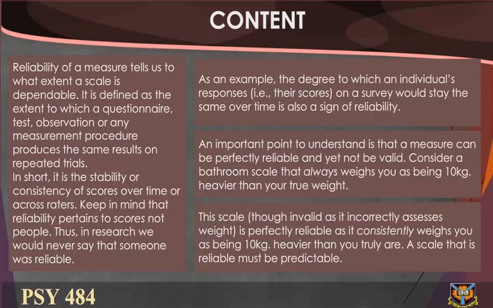An important point to understand is that a measure can be perfectly reliable and yet not be valid. Consider a bathroom scale that always weighs you as being 10 kg heavier than your true weight. This scale, though invalid as it incorrectly assesses weight, is perfectly reliable as it consistently weighs you as being 10 kg heavier than you truly are. A scale that is reliable must be predictable.